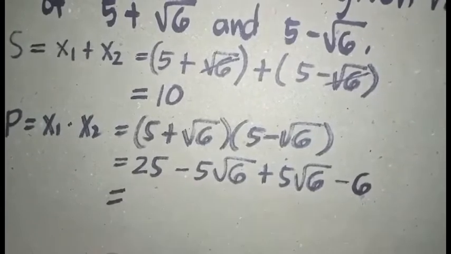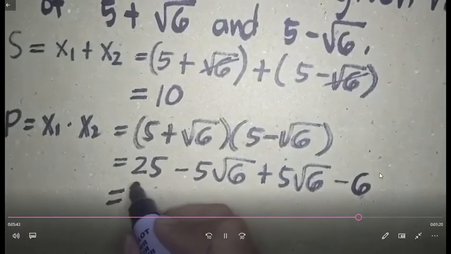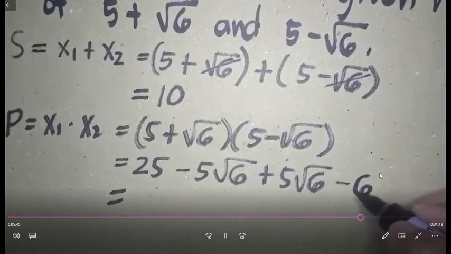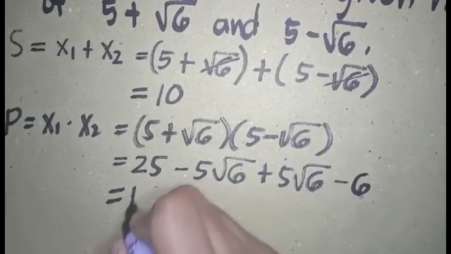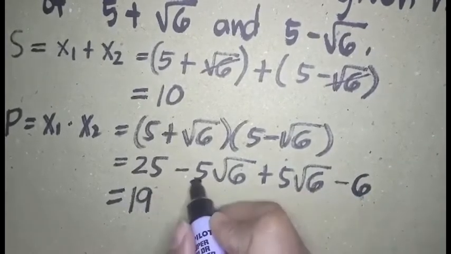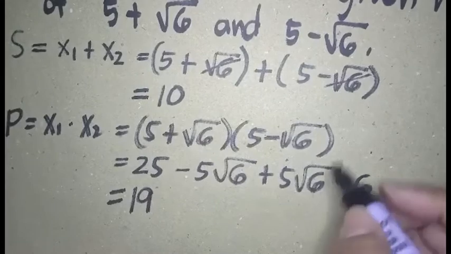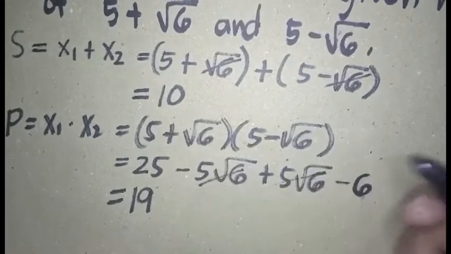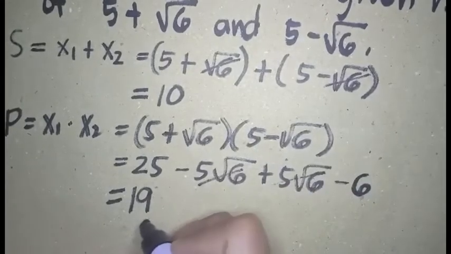Okay, so simplify natin. 25 minus 6 is 19. Then we have negative 5 square root of 6 plus 5 square root of 6. Again, cancelled out na yan. So, ang product natin is 19.